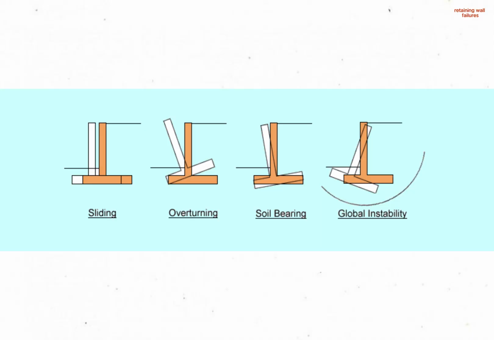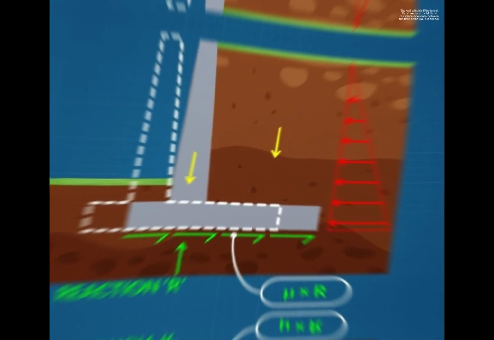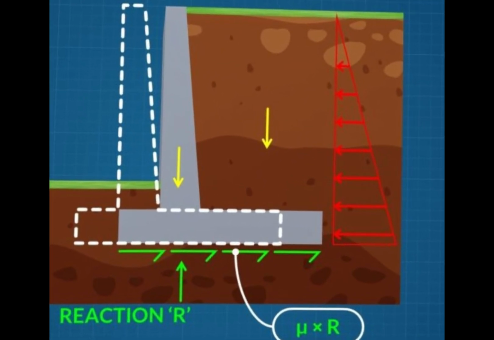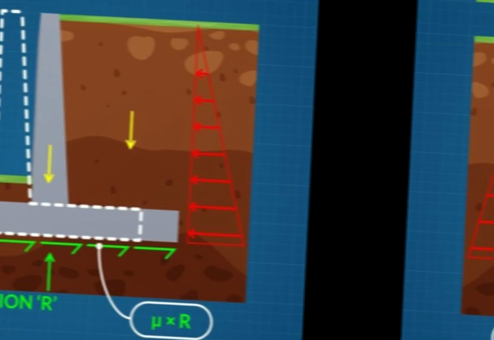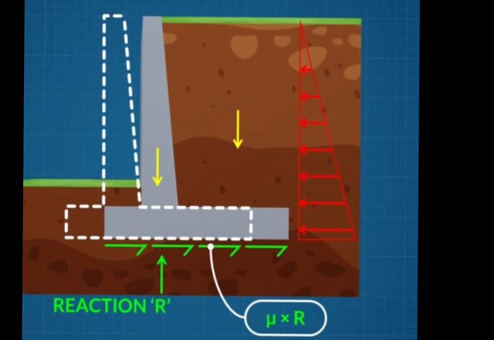Retaining wall failures: failure by sliding, failure by overturning, failure by soil bearing, failure by global instability. The wall will slide if the lateral thrust exceeds the frictional resistance developed between the base of the wall and the soil.